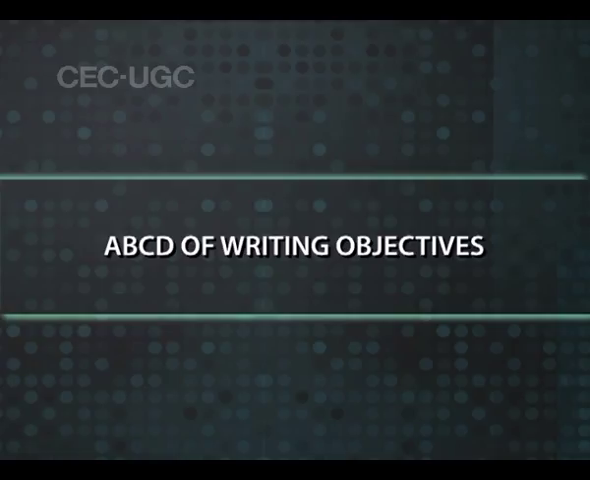ABCD of writing objectives. For the beginner, Major's approach is too specific and Gronlund's approach may require stating and identifying all the learning outcomes that specify the general course objectives. Hence, a practical way to write objectives is to incorporate A, B, C and D as elements of all objectives. Accordingly, every objective should specify four main things.